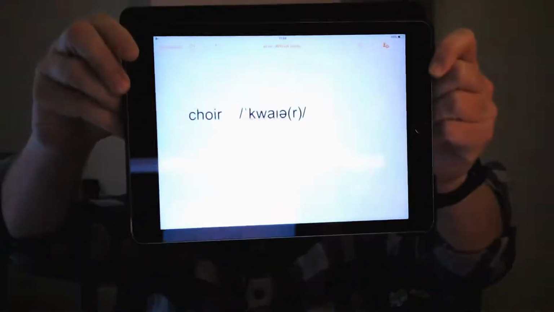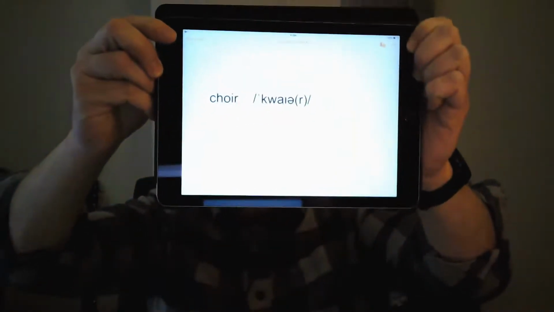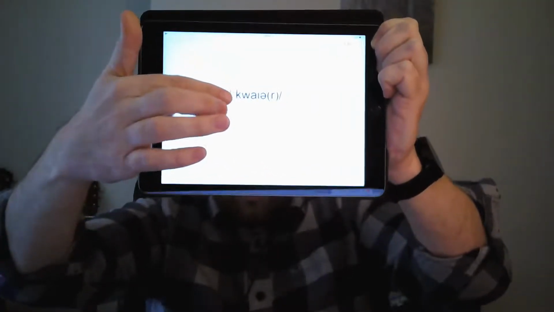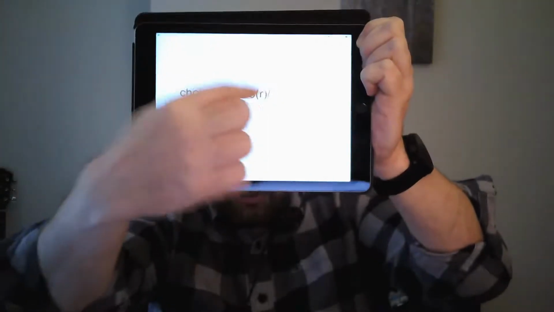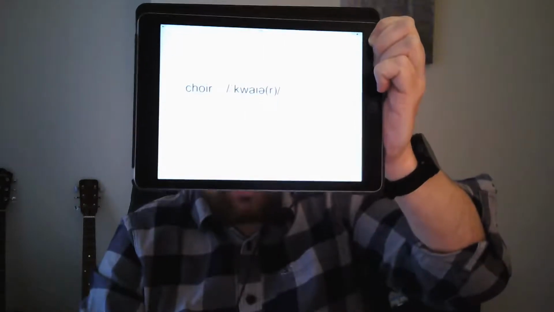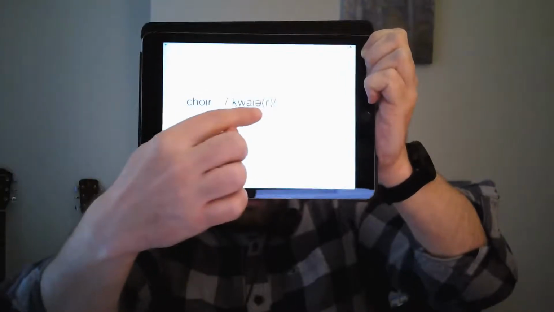Okay, and the second last word is this. Okay, so a couple of things make this difficult. First of all is the consonant sound at the start, which is like k, k, and then we've got this cluster of vowels here. So it's choir, choir, choir, choir.